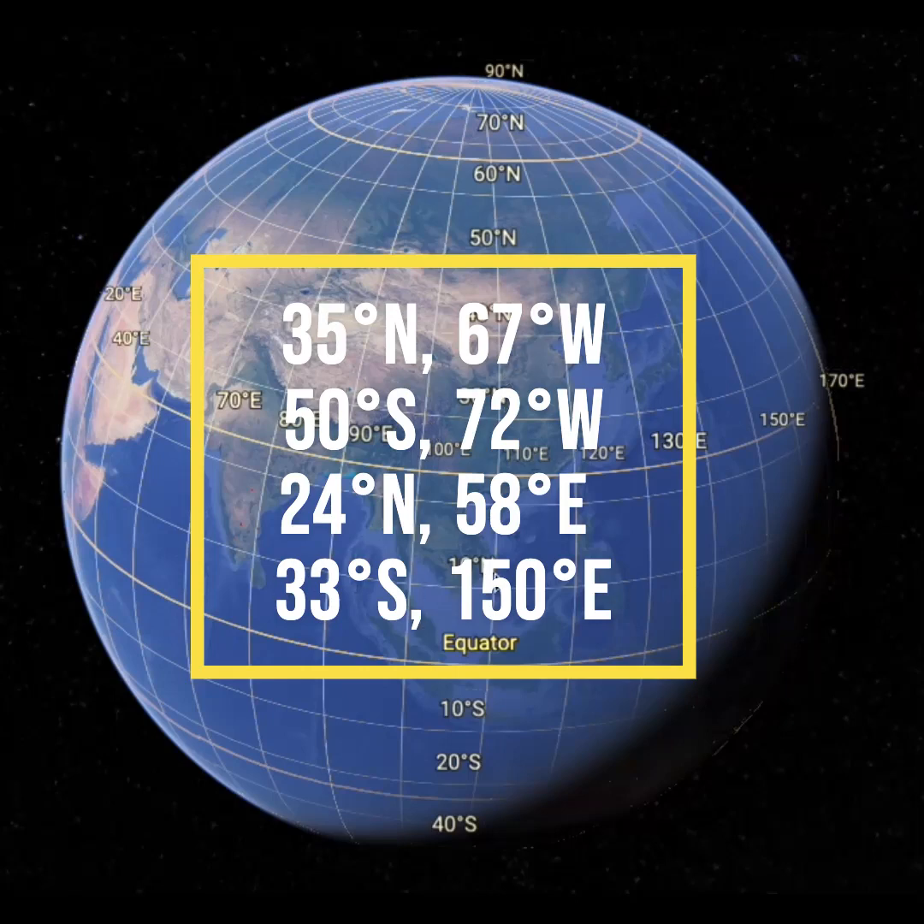35 degrees north, 67 degrees west. 50 degrees south, 72 degrees west. 24 degrees north, 58 degrees east. 33 degrees south, 150 degrees east. Did it ring a bell?